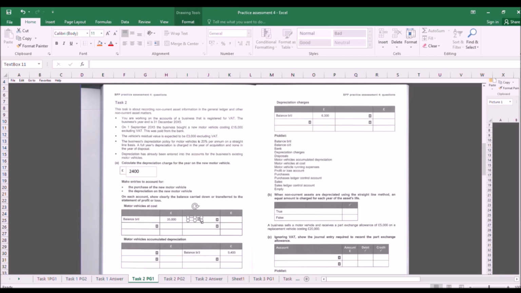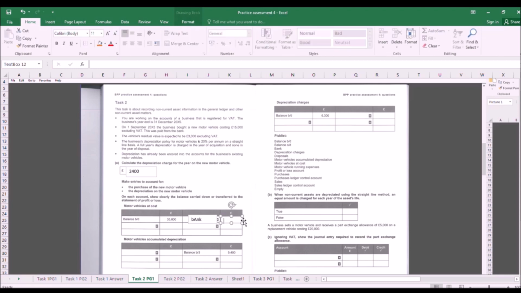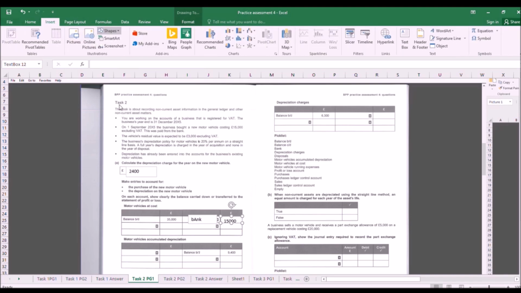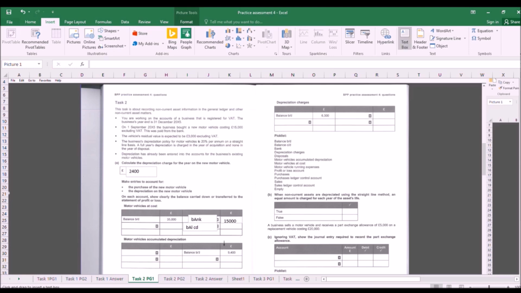Bank somewhere. We've got bank available? Yep, we have. So we've got bank in there. That's going to be 15,000 going into the motor vehicles at cost. $15,000, and so our carried down. I'm assuming carried down must be in here somewhere. Where is it? Balance carried down. Yep. Balance carried down, and insert our shape over here, and that's going to be 50,000.